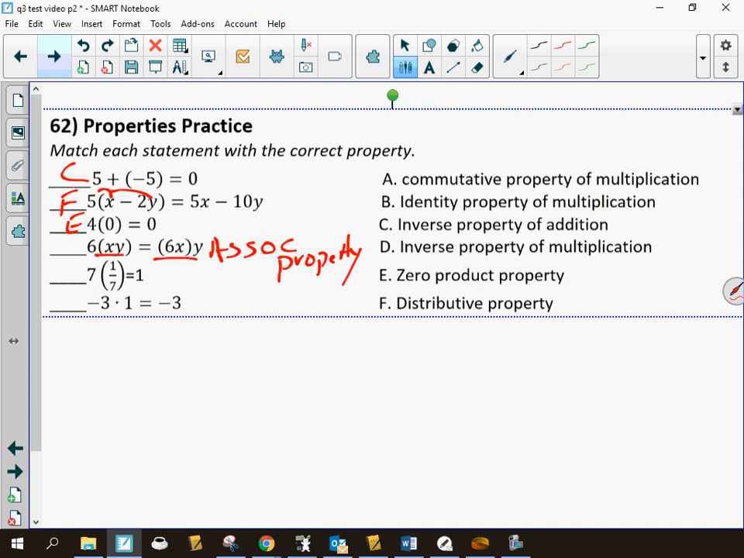-3 times this one is the multiplicative inverse. And this last one is the identity property, which is anything times 1 is itself. This one was not used, the commutative property. The commutative property would have been something like that, where the order changes.